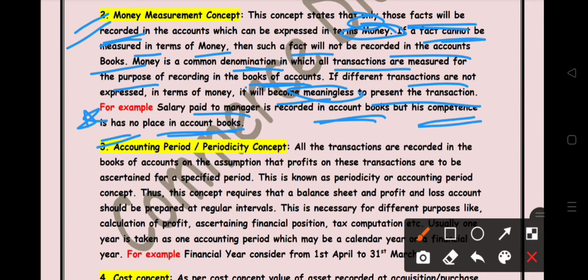For example, the eligibility or any kind of good work of the employee, or the satisfaction of the employee, these are non-monetary items, and these kinds of things we will not record in our books of account. So the money measurement concept states that we should record only monetary transactions in our books of accounts.